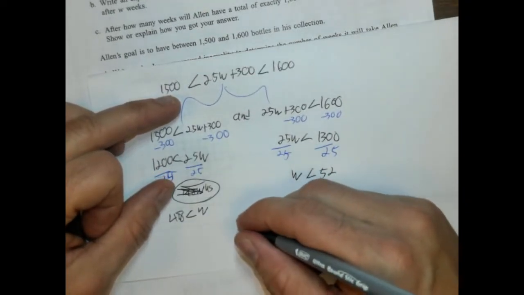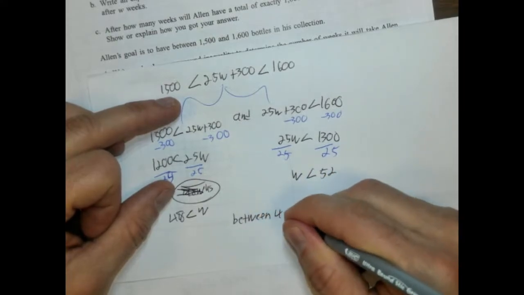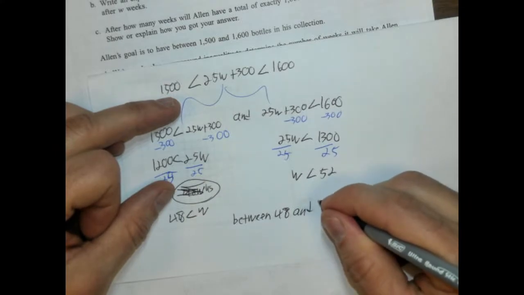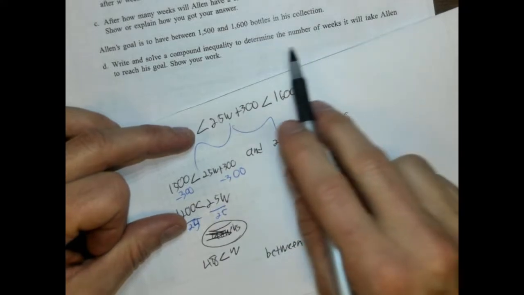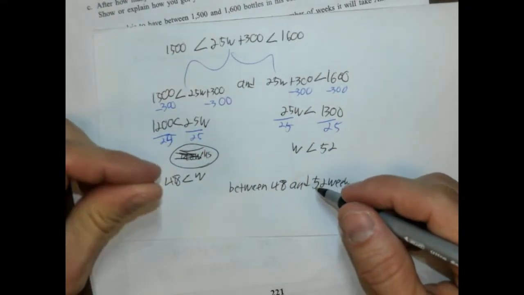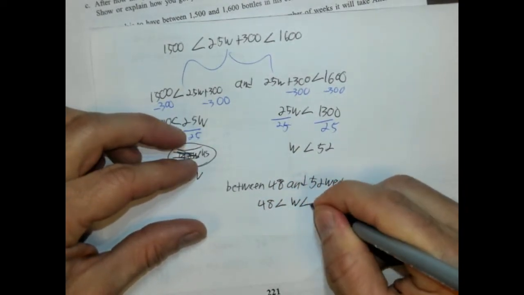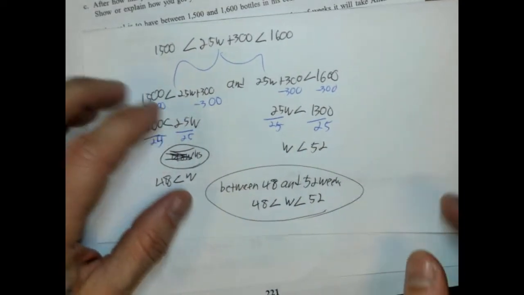So it's between 48 and 52 weeks. Determine the number of weeks. Yeah, so it's between 48 and 52 weeks. Or you could write it like this, so I guess it'd be 49, 50, and 51. Yeah, there we go. That's it.